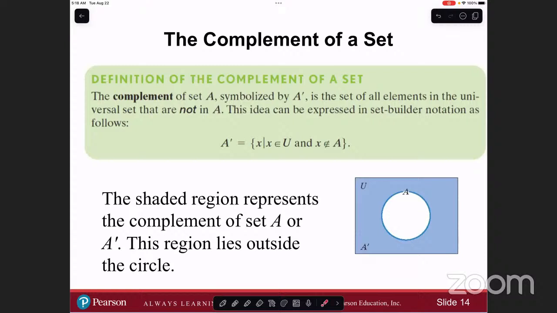So, the complement of a set. Let me see. The definition of a complement of a set.